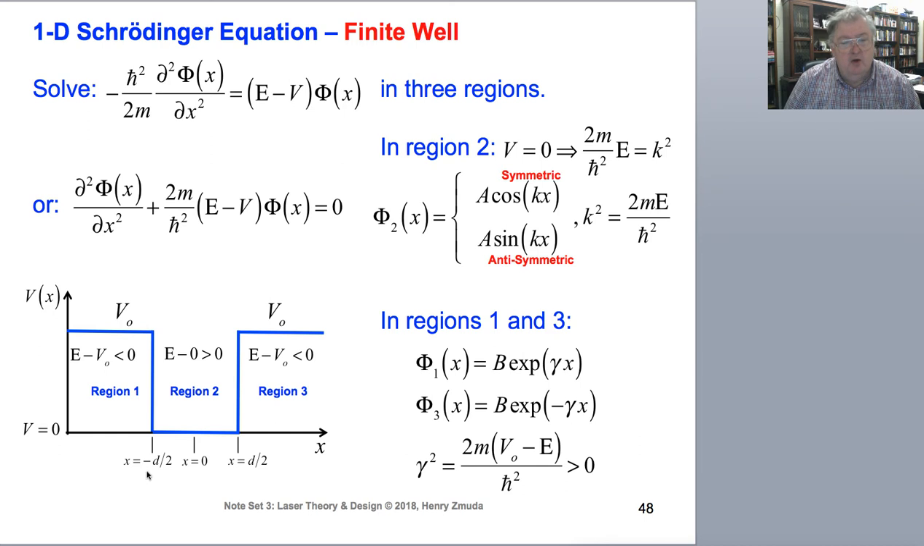And for region 1, where x is negative, to have exponential decay, I would write it as e to the plus gamma x. And gamma is simply this constant flipped. Instead of E minus V0, V0 minus E to make it positive, and I'm giving that the name gamma squared. Okay, so this is the equation we need to solve.